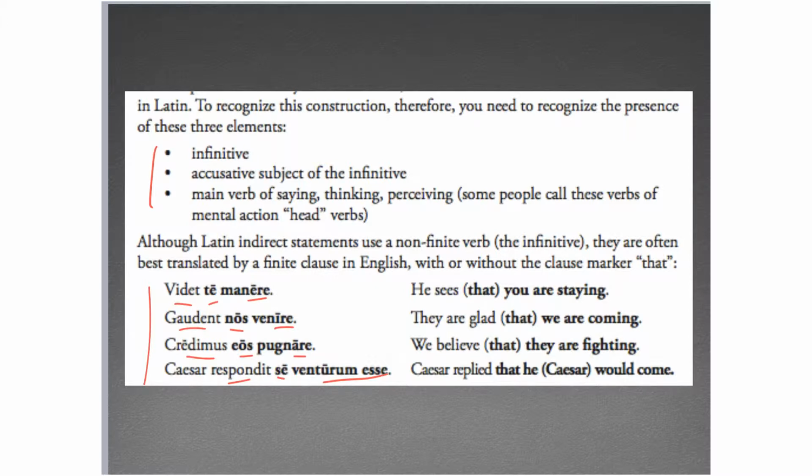So the idea is that if I add a subordinate clause here, they are glad that we are coming. Let's actually find a better one. We believe that they, who are our enemies, are fighting. The "who are our enemies" is that subordinate clause in indirect statement, and that would be in the subjunctive. The "are" would be a subjunctive.